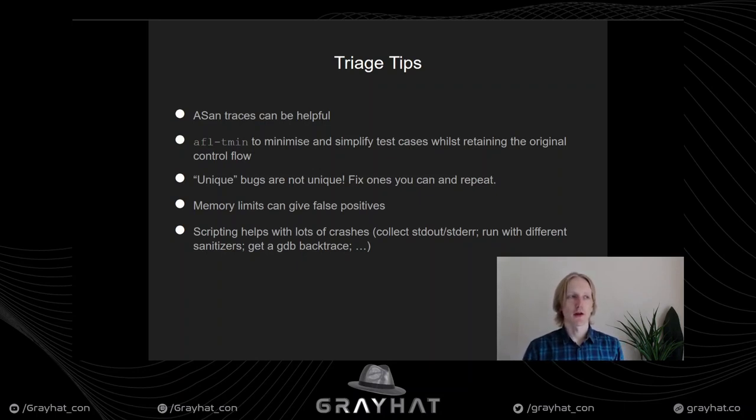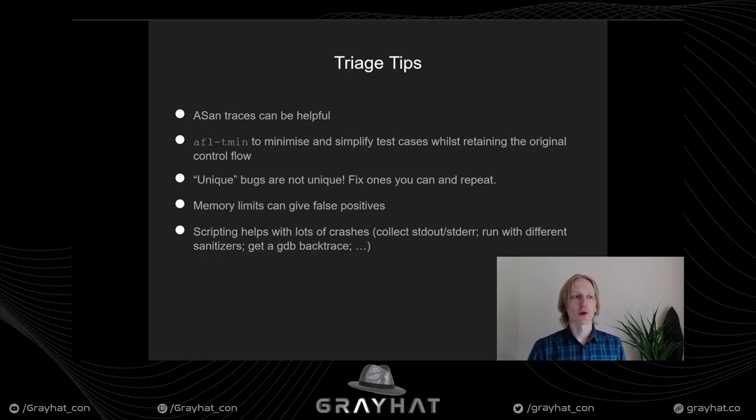We've already mentioned that AFL's unique bug counter does not identify what humans consider to be unique bugs. So perhaps the easiest, or at least the most effective, way to tackle this and actually understand how many unique bugs you have is to fix them as you go along. AFL has found a bug, fix it, carry on fuzzing, and repeat ad infinitum until no more bugs are found. That way you don't have the challenge of, oh, I've got 1,000 crashing inputs. What bugs do I fix? How many bugs do I actually have?